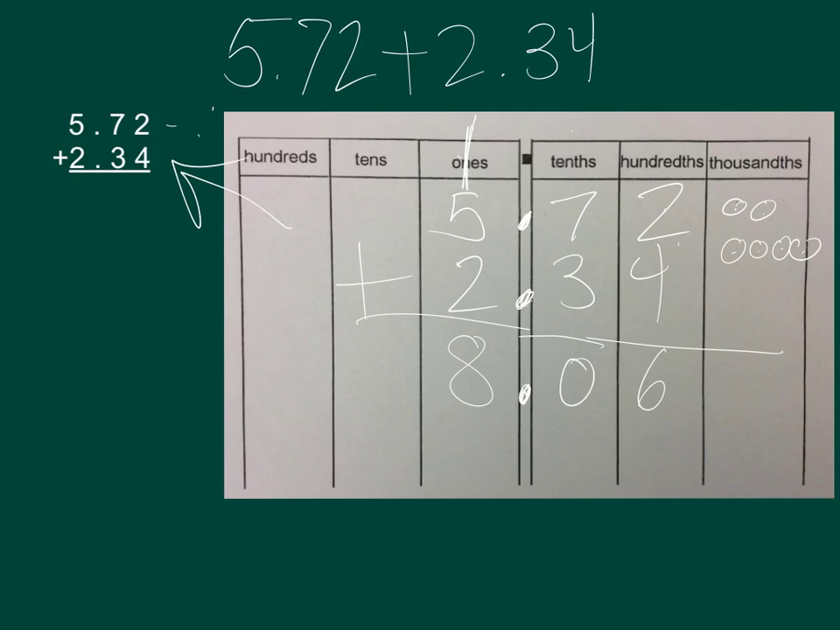So we can do the same thing over here in our problem. 2 plus 4 is 6. 7 plus 3 is 10, but I have to carry my 1 over here instead. 1 plus 5 plus 2 is 8. Bring down my decimal. It's the same way here. It's just making this easier so the kids can see how these place values are actually lined up.